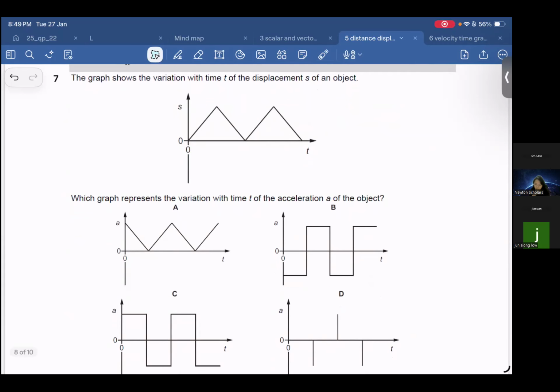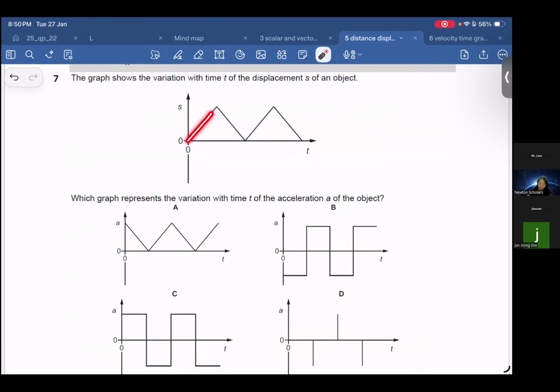The graph shows the variation with time t of the displacement s of an object. Which graph represents the variation with time t of the acceleration a of the object? They want you to try to convert from the displacement-time graph to acceleration. So first, from here, we cannot go directly to the acceleration. You have to think about velocity first, okay?